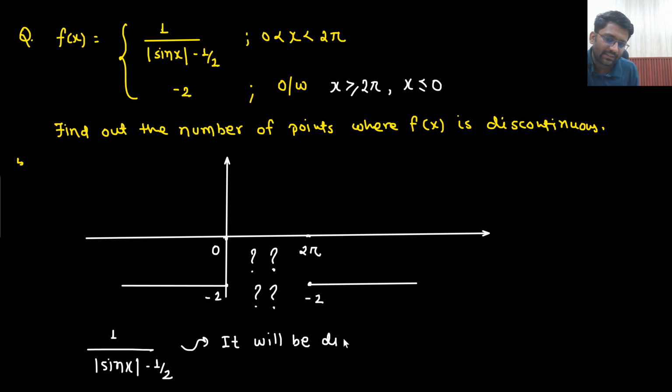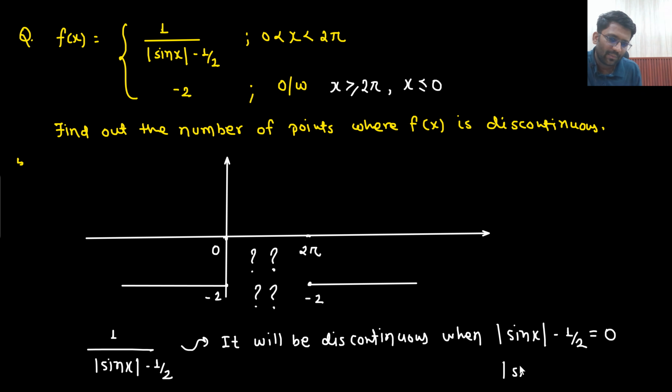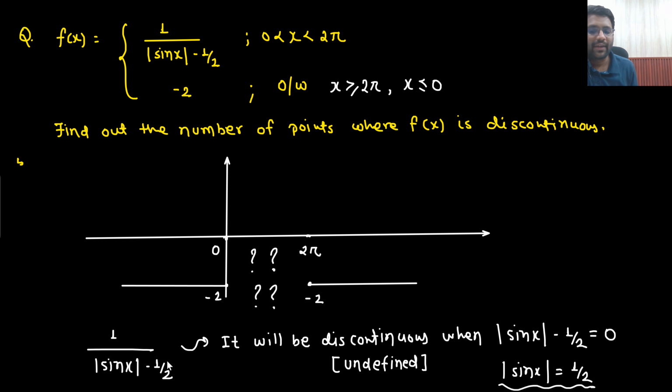It will be undefined, or I can say discontinuous, when mod of sin x minus 1 by 2, the denominator, is equal to 0, or you can say mod of sin x is equal to 1 by 2. So whenever your mod of sin x comes out to be 1 by 2, at that point it will be discontinuous, or it will be throwing the value undefined. If mod of sin x minus 1 by 2 equals 0, at all those x it will be throwing the value undefined.